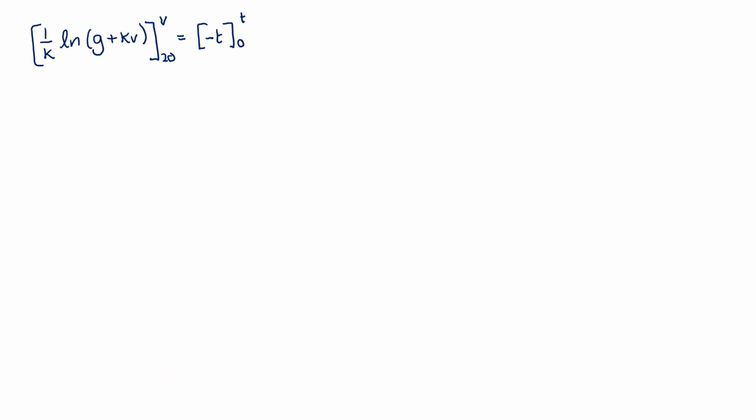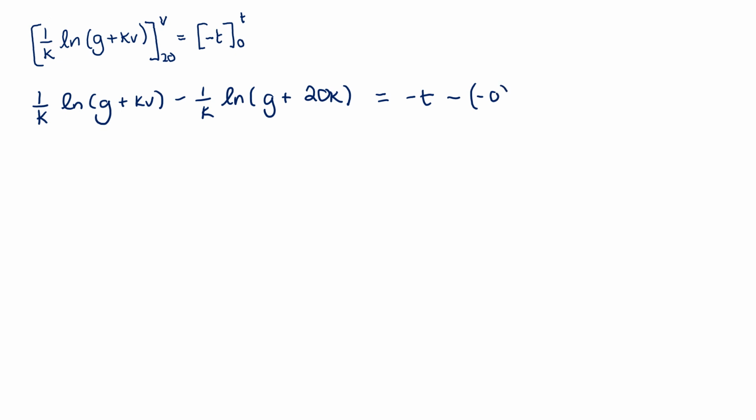Now, just clearing the screen so we have a bit more space to work, we get 1 over k natural log g plus kv minus 1 over k natural log g plus 20k. That's going to equal minus t minus 0 like that, but that's effectively going to just disappear. So we can pull out the 1 over k in front, and then we're left with 2 natural logs subtracted.